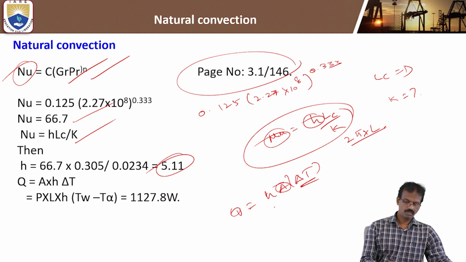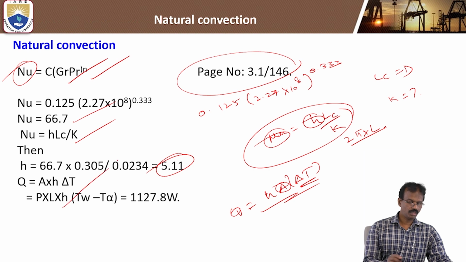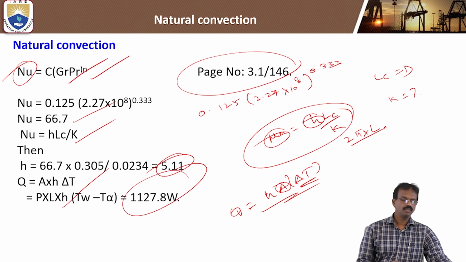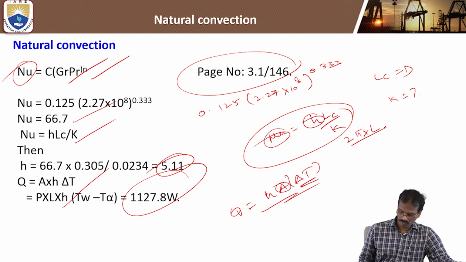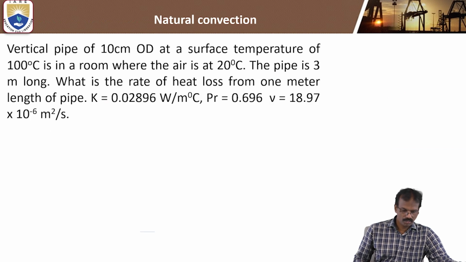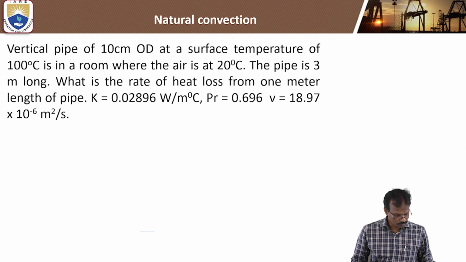Okay. So then if you substitute all the values, you can find out the Q value. Q is equal to 1127.8 watts. So in this way, we can solve the different numericals. One numerical has also been given here.